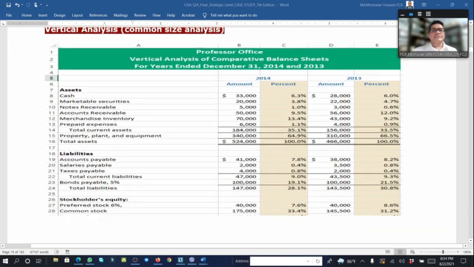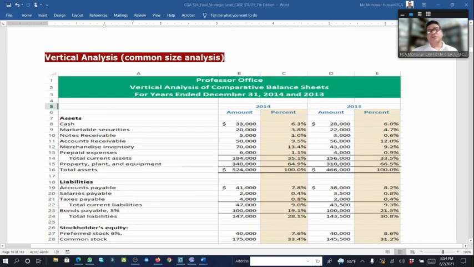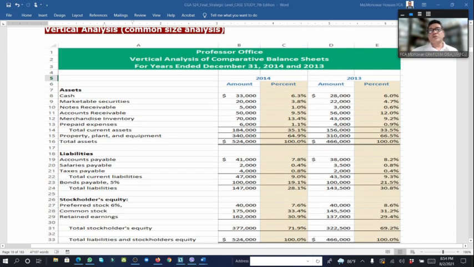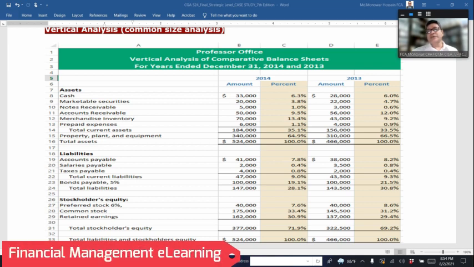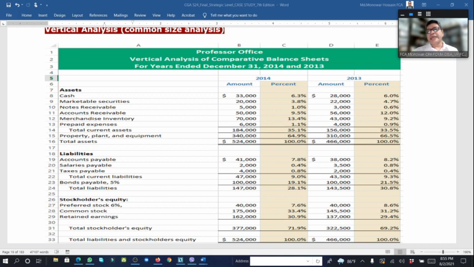So another one is vertical analysis, also called common size analysis. So here, if you see total assets as 100%, then what would be the cash? If total assets are 100%, then cash is 6.3%. And in the same way, in the previous year, if total assets are 100%, cash is 6%. So what is the difference between both cash? Here, a 0.3% increase in cash.